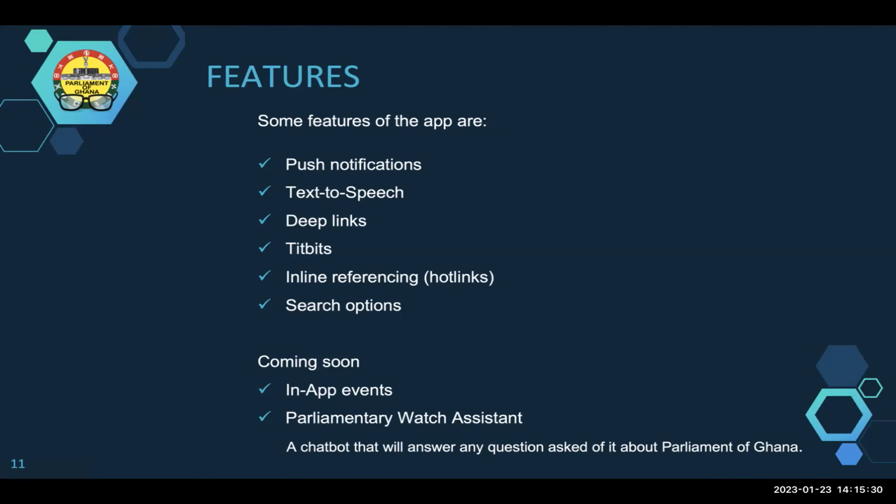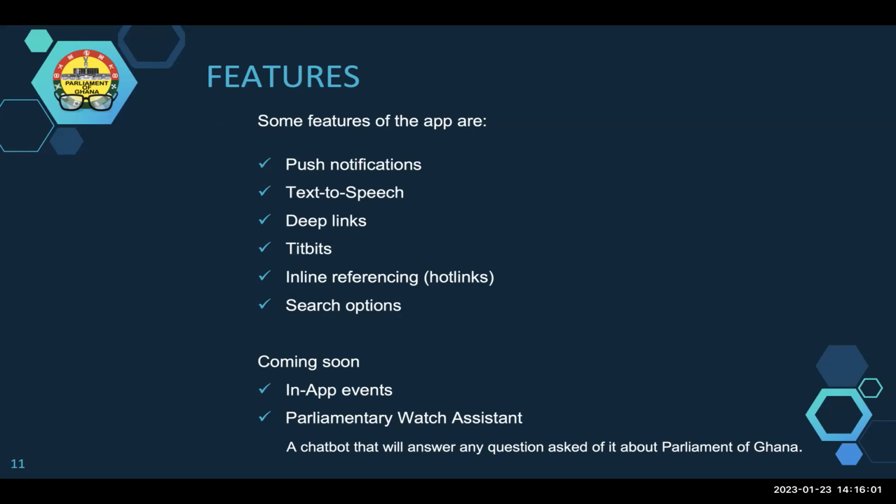Then we have deep links. When you have the app installed and you use a mobile browser to, let's say, search for information about an MP, instead of the browser directing you to the content on our website or any other site, it will rather launch the app and open the details about that MP for you to read. We also have tidbits that give some information to users on the main screen.